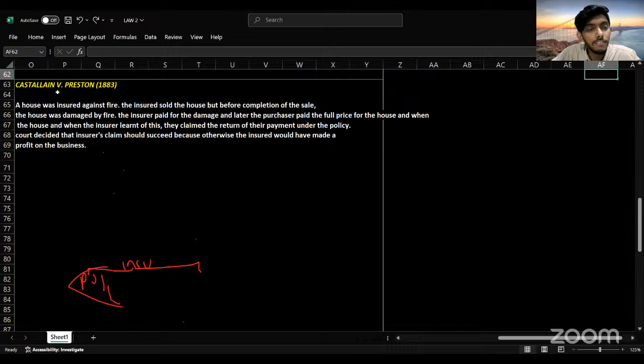Then the house was damaged by fire afterwards. And the insurer paid the damage. It's like, okay, I have insured my house. And the most important thing is that now I'm selling that house, and before the sale, later, the house is being damaged. Now the key point is I have sold the house. I have sold the house, which means I have taken the full amount from the purchase as well.